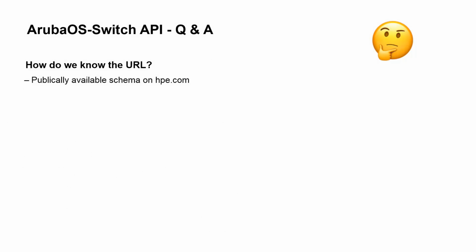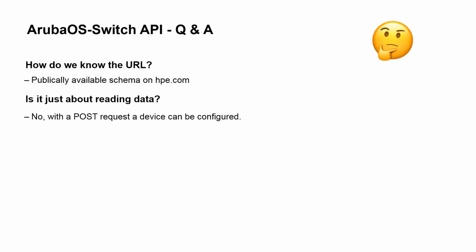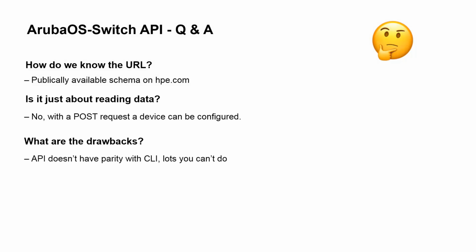So you may be asking yourself, how do you know the URL that you need to send the get to get the information? Well, the schema is publicly available online. And you may say, is it just about reading data? Well, no. You can do a get to read data off, but you can do a post to configure a device. So actually put information, as long as you put it in the right format, you can send information to configure devices. And you can say, oh, right, so another query would be, what are the drawbacks?